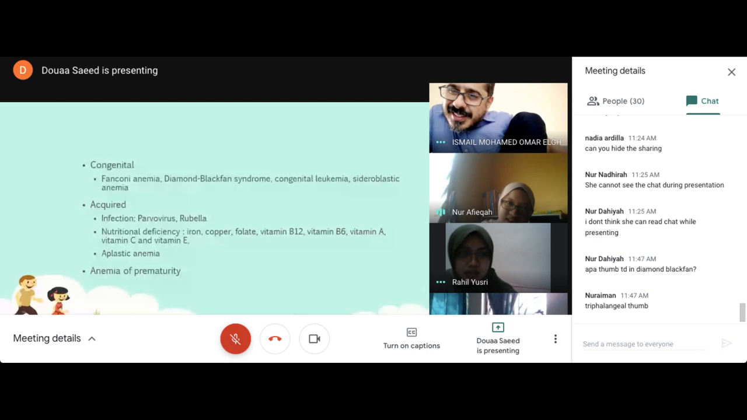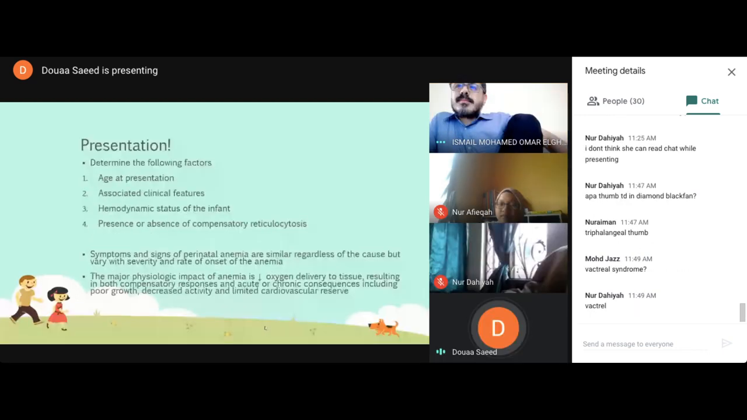Okay. So we will move on to diagnostic approach. On presentation, we have to always determine the following factors: the age at presentation, any associated clinical features, the hemodynamic status of the infant, as well as the presence or absence of a compensatory reticulocytosis. Signs of perinatal anemia are similar regardless of the cause, but they can vary with the severity and rate of onset of the anemia. The major physiological impact of anemia is decreased oxygen delivery to the tissues, and that will result in both compensatory responses and acute or chronic consequences that can include poor growth, decreased activity, and limited cardiovascular reserve.